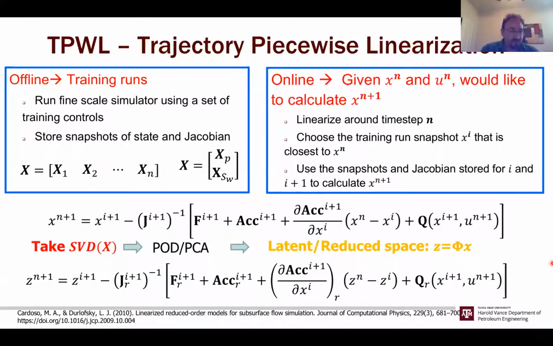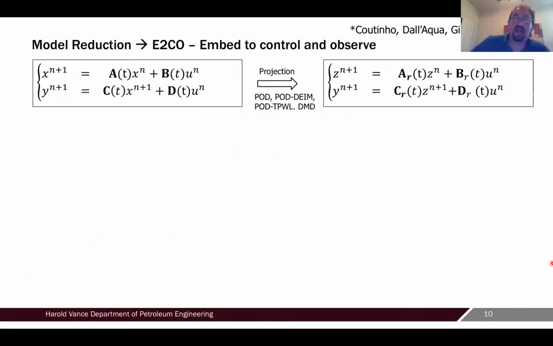But we're still not rid of the fact that we need to store many, many things in the process, right? And that comes the idea of using machine learning techniques, that I'm going to show to you in the next few slides. Okay, so just a recap. We went from this large-scale system to this small-scale system by just looking at this TPWL type of thing. There are other techniques that we used in the past. I'm not going to talk about that.